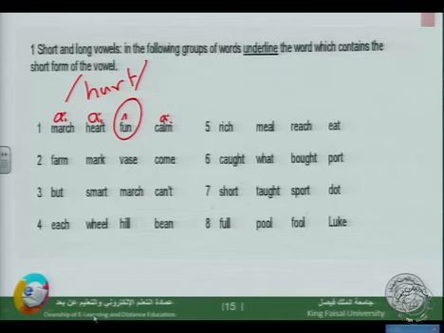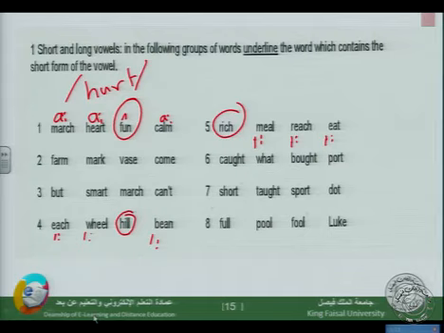Smart, march, can't, but. Each, wheel, hill, bean. E, but, smart, march, can't. Rich, meals, reach, eat. E. So rich is the word that contains the short form of the vowel.